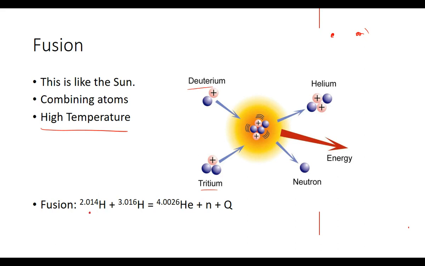In this case, you can see we're taking these hydrogen atoms. They're called hydrogen, even though they aren't your typical hydrogen atom, deuterium and tritium. The reason is that each has one proton, making it hydrogen. They're just different isotopes of hydrogen. Note that we combine these and we get a helium atom out, we get a neutron out, and we get a bunch of energy out.